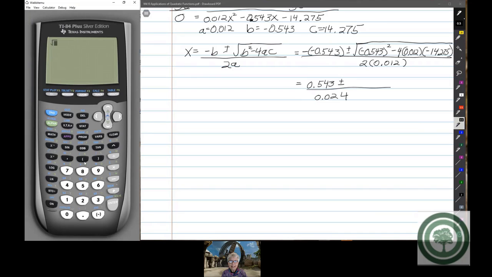Second x squared, parentheses, negative 0.543, close parentheses squared, minus 4, parentheses, 0.012. Two, parentheses closed, parentheses opened, negative 14.275. Close parentheses. And I really want to just go back through and make sure I typed everything correctly.